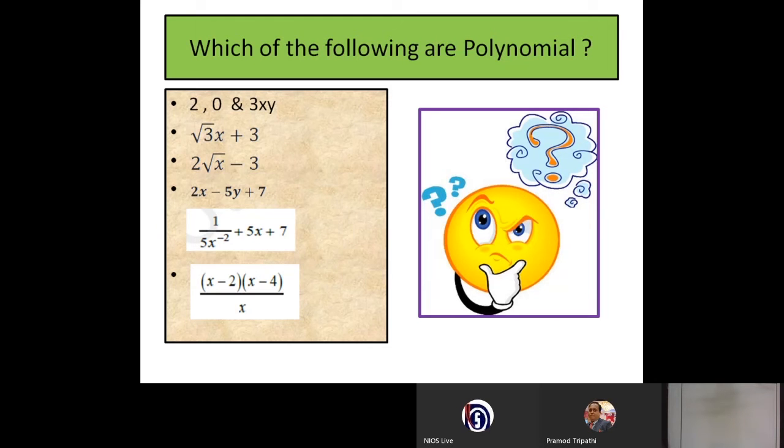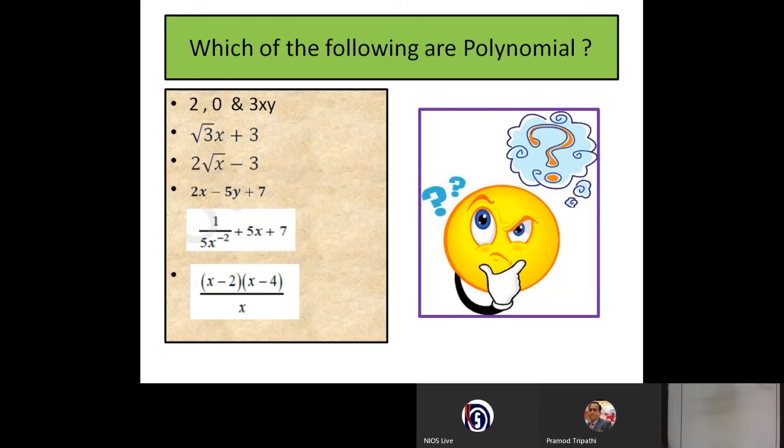Number 2, square root of 3 into x plus 3, and the third one is 2 into square root of x minus 3, and 2x minus 5 by plus 7, and 1 upon 5x raised to the power minus 2 plus 5x plus 7, and in the last one (x minus 2) into (x minus 4) upon x.